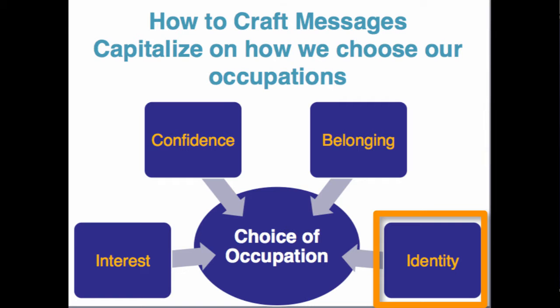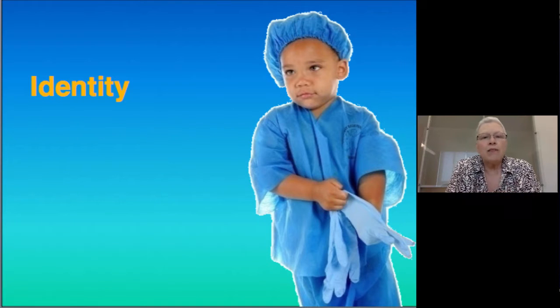Now, the last thing that I'm going to talk about with respect to the factors that affect choice of occupation is identity. Do I think of myself as a computing person? Well, the members of underrepresented groups, women, minority students, are not likely to have this sense of identity as a computing person. And by helping them develop that, you can help them be more likely to select a computing occupation.